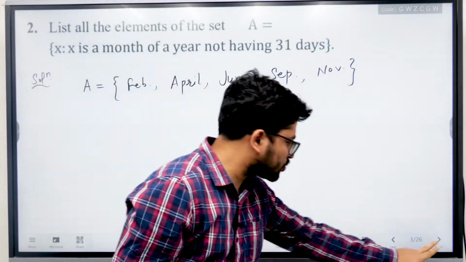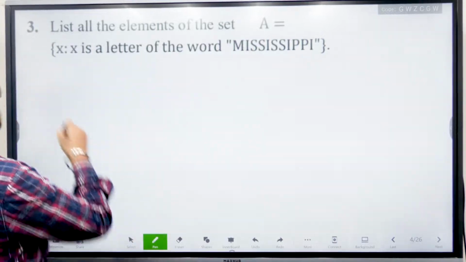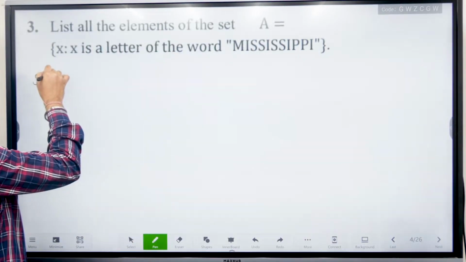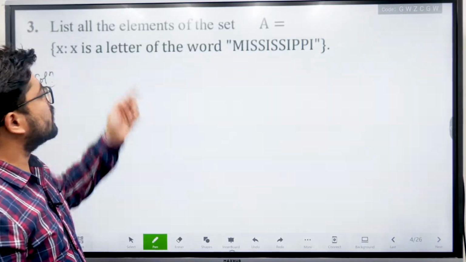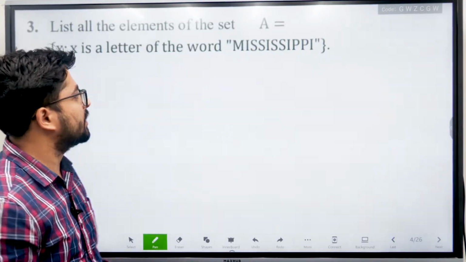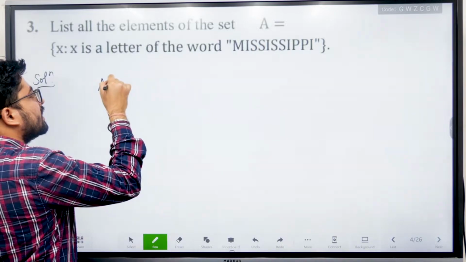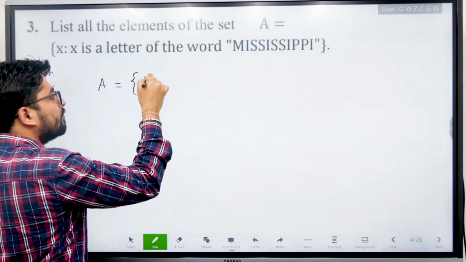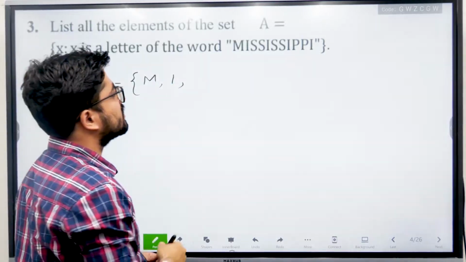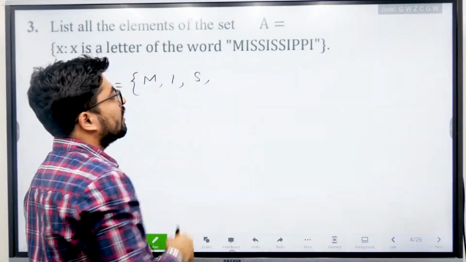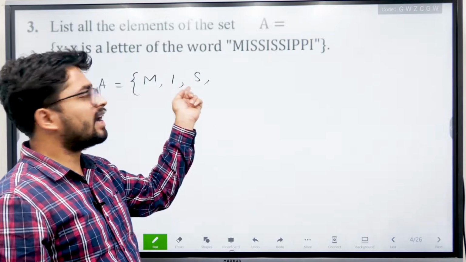Now let's move to the next question. List all the elements of the set A = {x : x is a letter of the word Mississippi}. So A is a collection of M. The next letter is I. Next is S. Now the next one is S, and we already have S here.